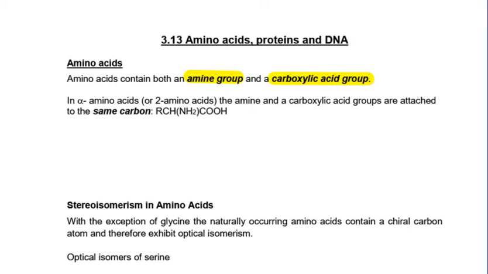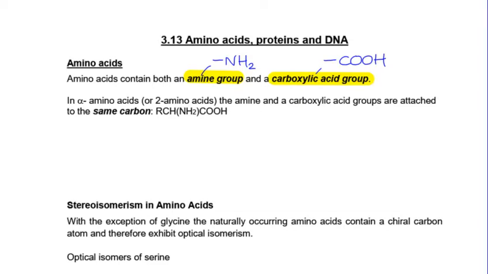Can you remember what an amine group looks like and a carboxylic acid group? Pause the video, see if you can draw out just above the names what those two groups look like in organic chemistry. So there we go. An amine group, or in this case a primary amine group, would be an NH2, and a carboxylic acid group is C with a double bond O and then an OH, a COOH group.